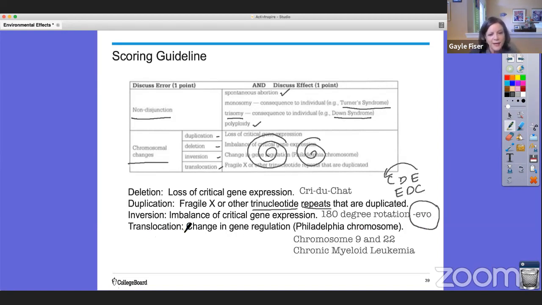All right, translocation, change in gene regulation. There's a condition called Philadelphia chromosome. I actually have my students go on a little web quest, like search about this, and it's about chromosome 9 and 22, and it causes chronic myeloid leukemia.